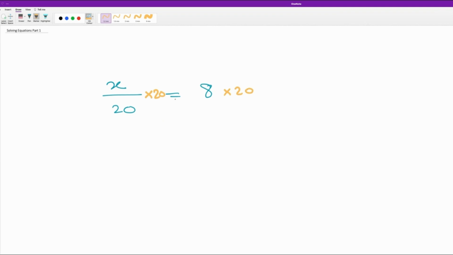By multiplying both sides by 20, on the left-hand side, we can cancel out this 20 and this 20 because multiply and divide are opposites. In this case, you would get x is equal to 8 times 20. And from here, we can see that x will equal 160.